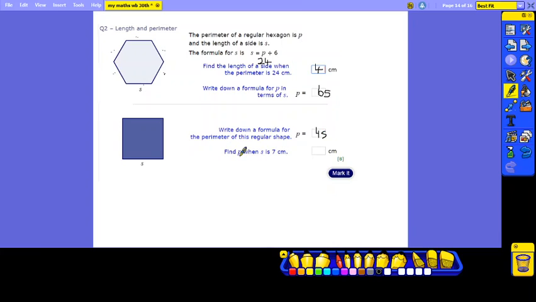So find P when S is 7. I'm substituting just like before. So what would P be? P is the same as, when S is 7, 4 lots of 7. And 4 lots of 7 I know to be 28 centimetres.